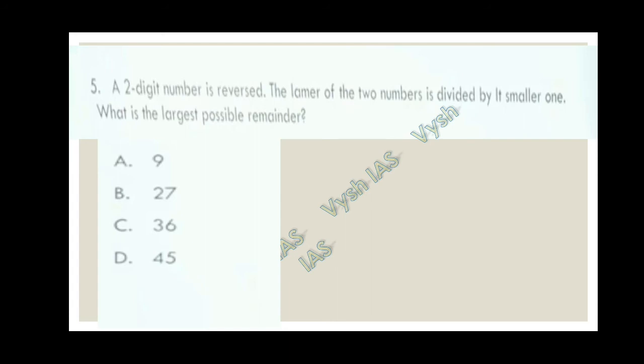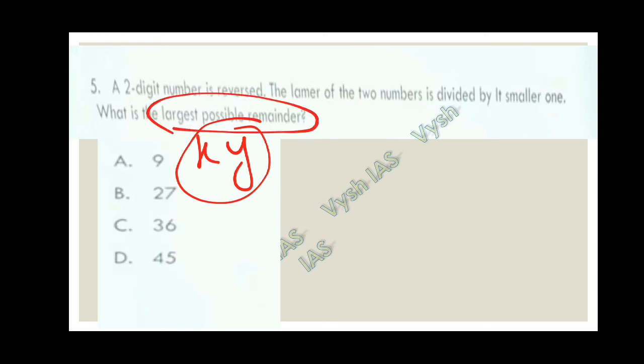Question number 5. A 2-digit number is reversed. The larger of the two numbers is divided by the smaller one. What is the largest possible remainder? If we take the two-digit number as xy, they are asking for the largest possible remainder. So x should be such that the remainder is highest. Let's take the x value as 9.